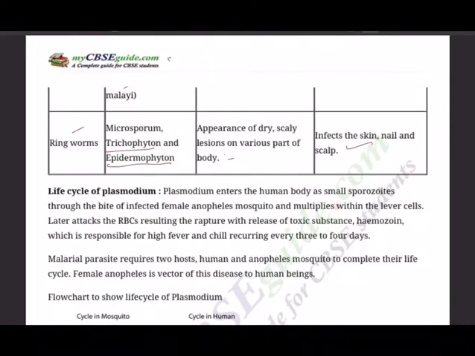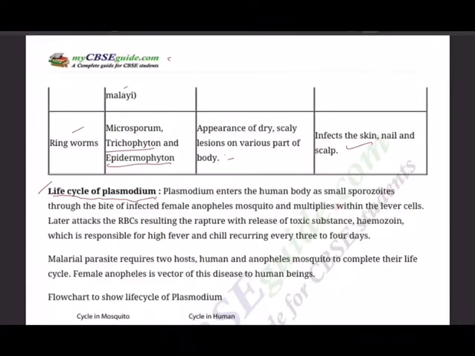We are into the revision mode. We are revising chapter number 8, human health and diseases, and this is meant for 20th October 2020. In this session we are going to study a very important 5-mark question, repeated last year: life cycle of Plasmodium. This is a major question, and the all-important thing that one must note is the flow chart. You must practice this flow chart.